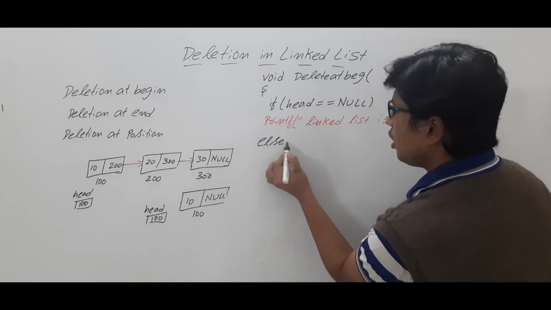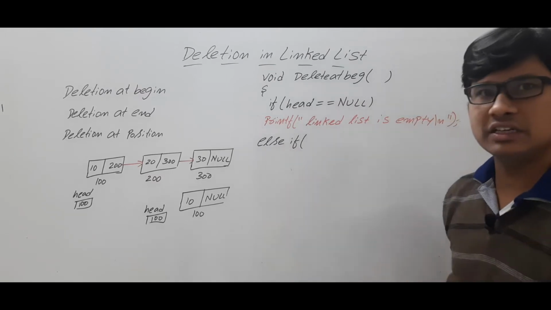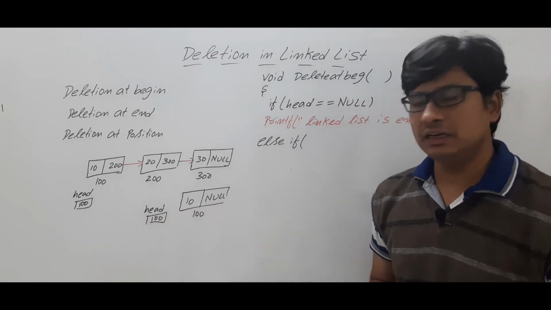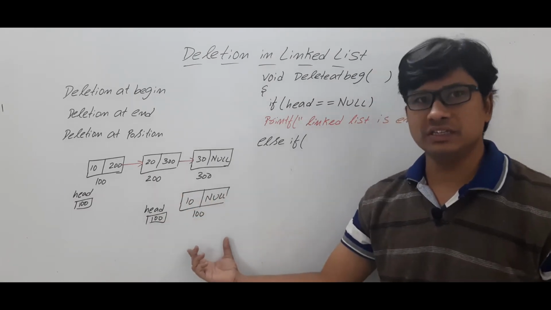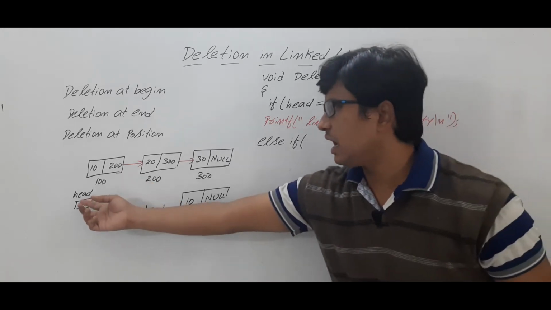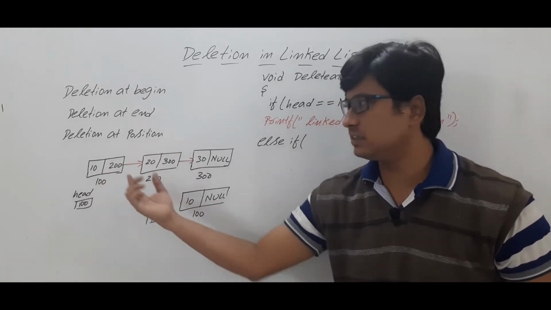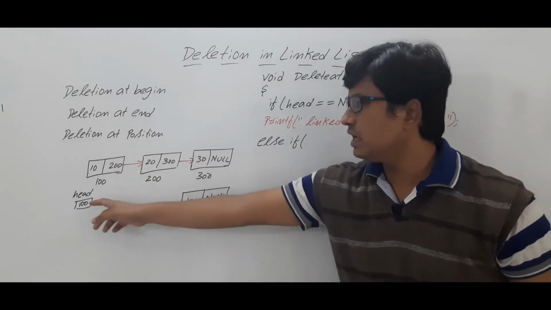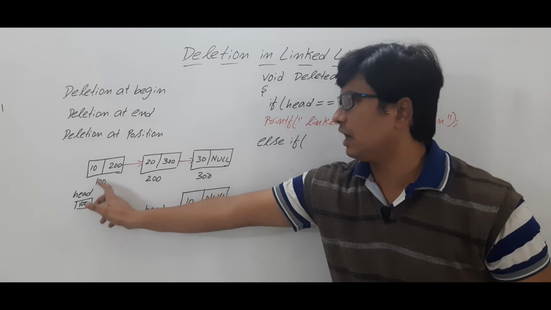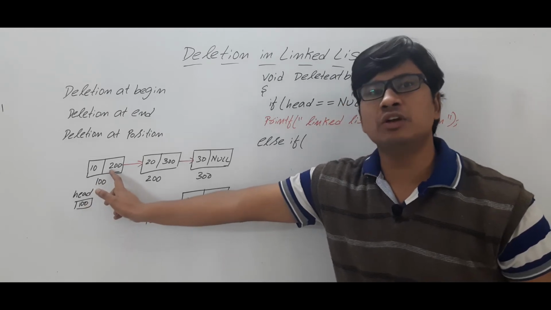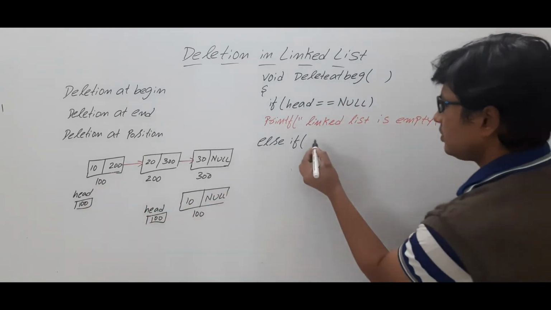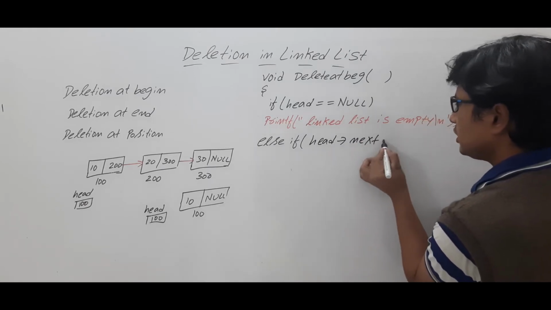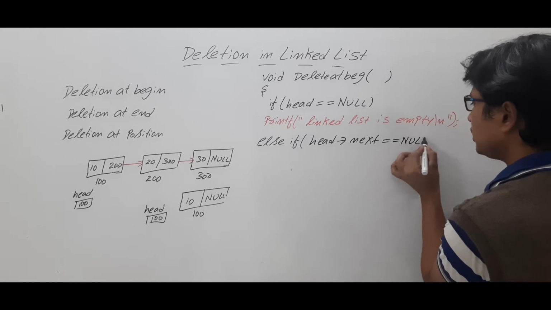Else if, how can I check that only one node is there in the linked list? If head of next is equal to null, then only one node is there. Otherwise, head of next will be some address other than null. In this scenario, we have more than one node. Head of next: what is head? 100. 100 of next is 200, which is not equal to null. So if head of next is equal to null, then only one node is there.